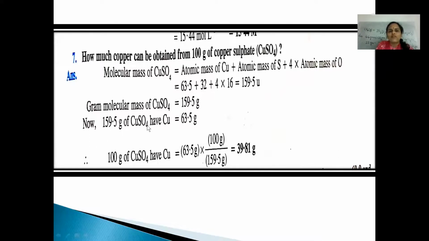So 159.5 grams of copper sulfate contains 63.5 grams of copper. Therefore, in the question it is asked, how much copper can be obtained from 100 grams of copper sulfate. Therefore, 100 grams of copper sulfate will produce 63.5 divided by 159.5 into 100. And this value you get as 39.81 grams. So very easy, the calculations. You have calculated copper from 100 grams of copper sulfate. This is how you will do the calculations. Let us go with the next numerical.